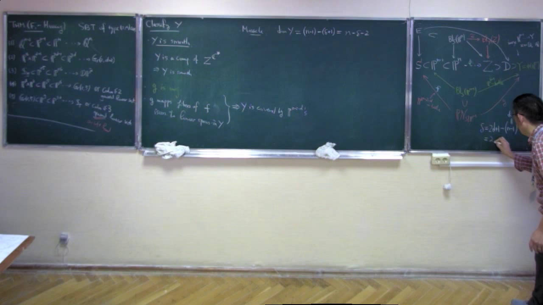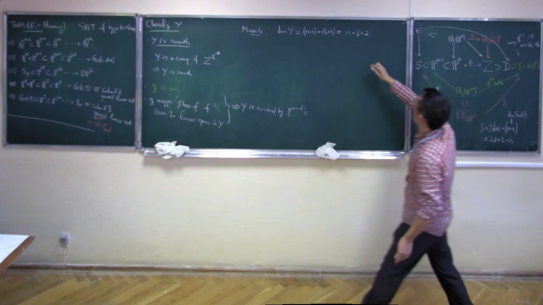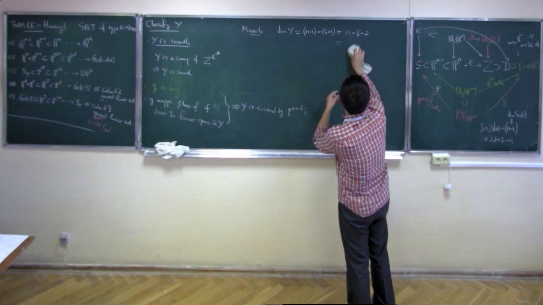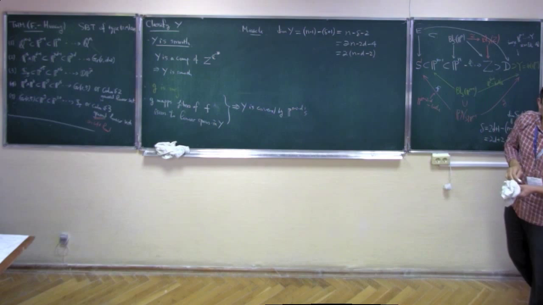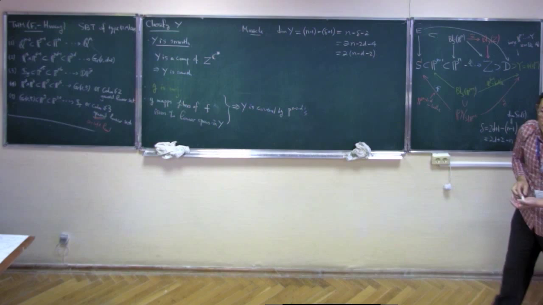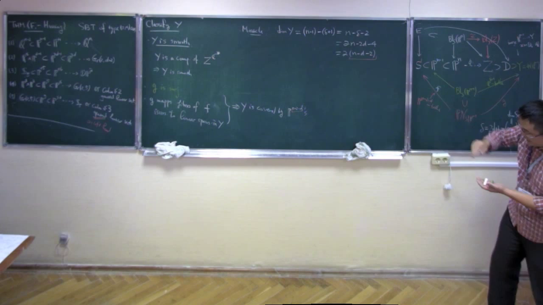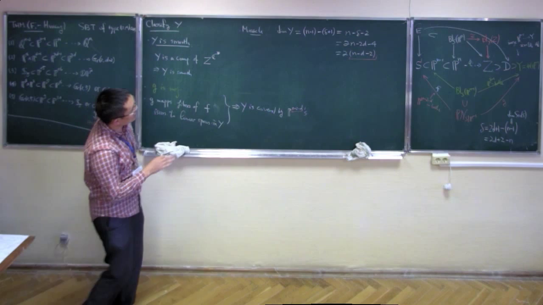So this goes to 2d plus 2 minus n. And then you plug this into this one, and you get something like 2n minus 2d minus 4. So this goes to 2 times (n minus d minus 2). So this is exactly this dimension. So this Y is covered by large dimensional linear subspaces. This does not come often. This imposes quite a big restriction.